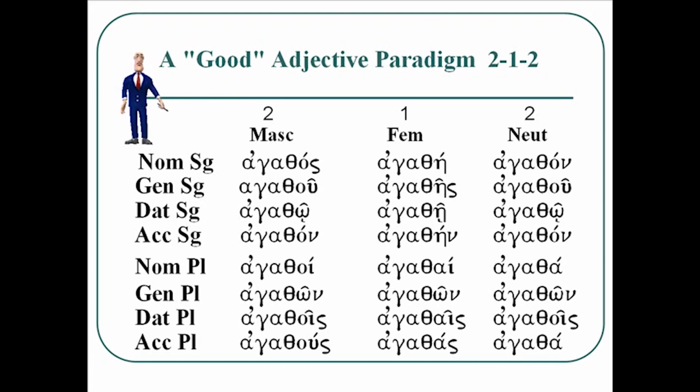Now for the feminine, you'll notice that the nominative, genitive, dative, accusative forms are exactly the same as graphe, the first declension noun that we already chant through. So it's agathe, agathes, agathe, agathen, agathai, agathon, agathais, agathas. Exactly what we would expect.